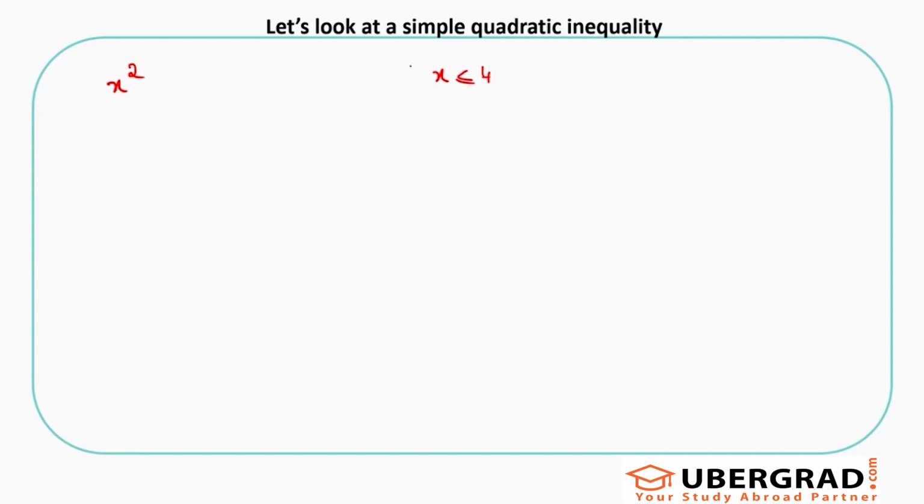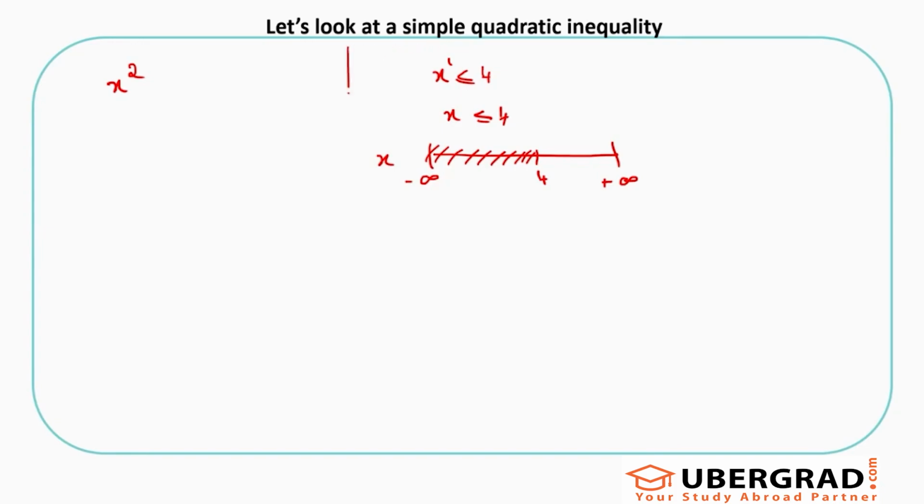This is a simple linear inequality because the highest power is 1 in this inequality. So it's a linear inequality. And you know that the answer is that x should be less than or equal to 4. If I draw a number line from minus infinity to plus infinity, let's say there's a 4 here. So everything in this zone is acceptable. All these values of x will satisfy the given inequality. x can be minus 100, minus 1000, minus 10, minus 5, minus 4, 0, 1, 2, 3, up to 4. Anything above that will not satisfy the inequality.